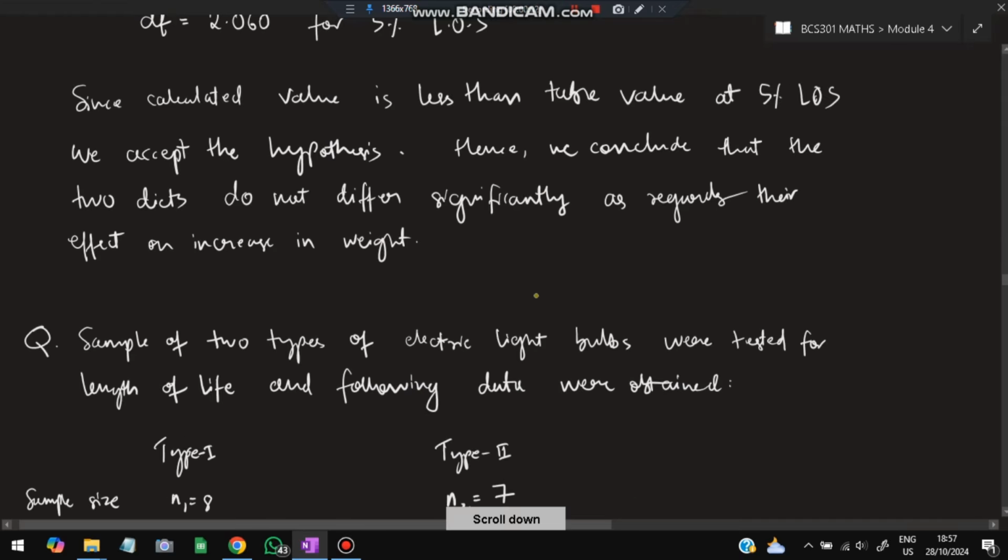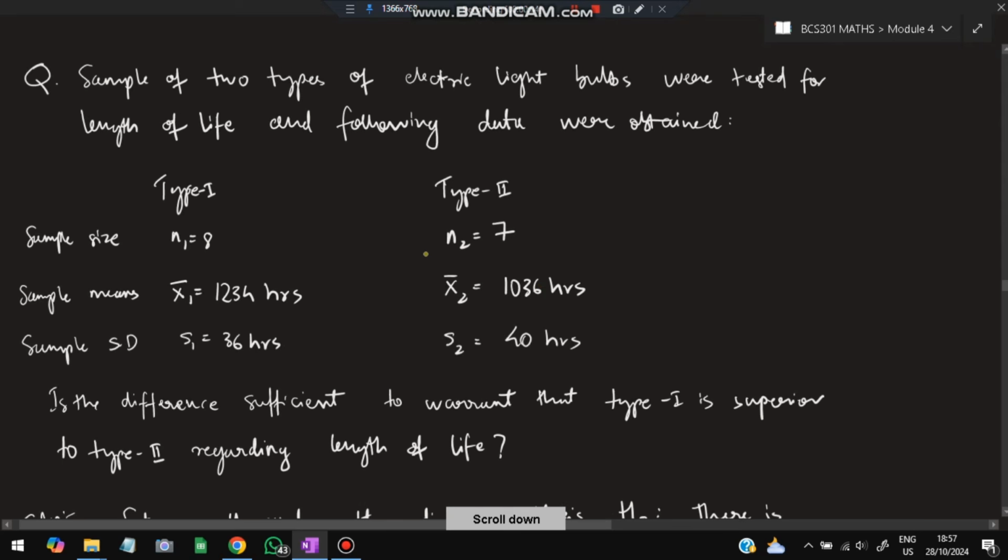In the second type of formula, the question will be as follows. Samples of two electric light bulbs were tested for the length of life and the following data were obtained. Here two types are given, so obviously we have to calculate the significant difference. They have asked whether the difference is sufficient or not. N1 is 8, N2 is 7, X1 bar is 1234, X2 bar is 1036, and S1, S2 values they give. They'll give you the sample standard deviation value. If they give it, you have to go with the second formula.